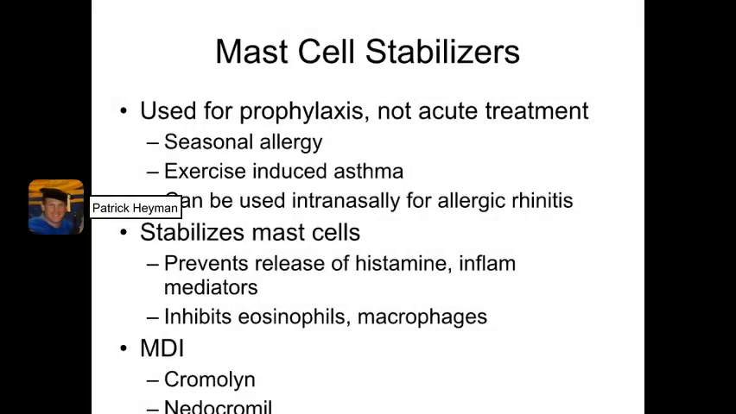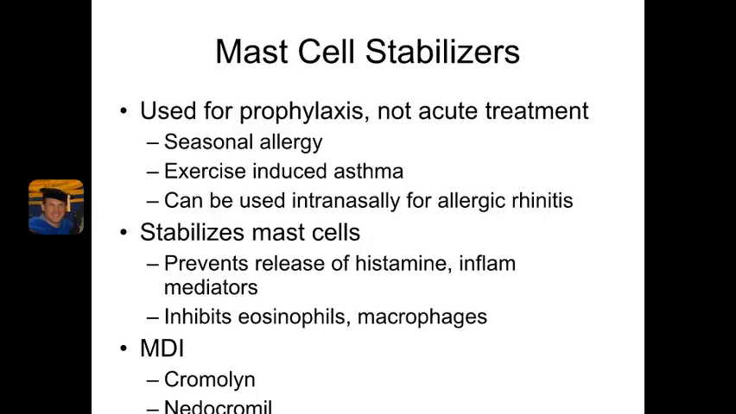Okay, next we're going to talk about a class of drug called mast cell stabilizers. Mast cell stabilizers are pretty crappy drugs. They don't really work very well. They're used for prophylaxis, but not acute treatment of asthma attacks. So they can be used for patients who have asthma that is associated with seasonal allergy, and they can also be associated for exercise-induced asthma. So you would take the drug before you exercise.